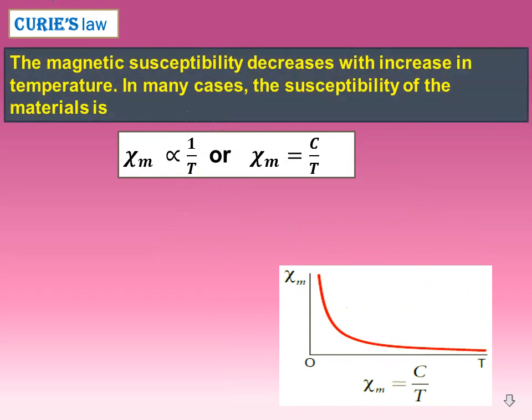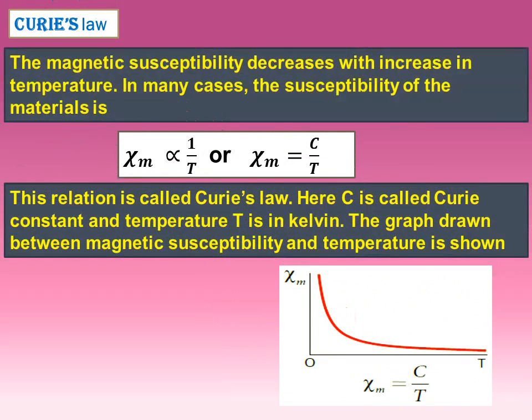Now you can see there is a graph between Xm and T. The magnetic susceptibility decreases with increase in temperature, because if the temperature increases, there is an upset in the alignment of magnetic dipoles. So this relation is called Curie law. Here C is called Curie constant and temperature T is in Kelvin.